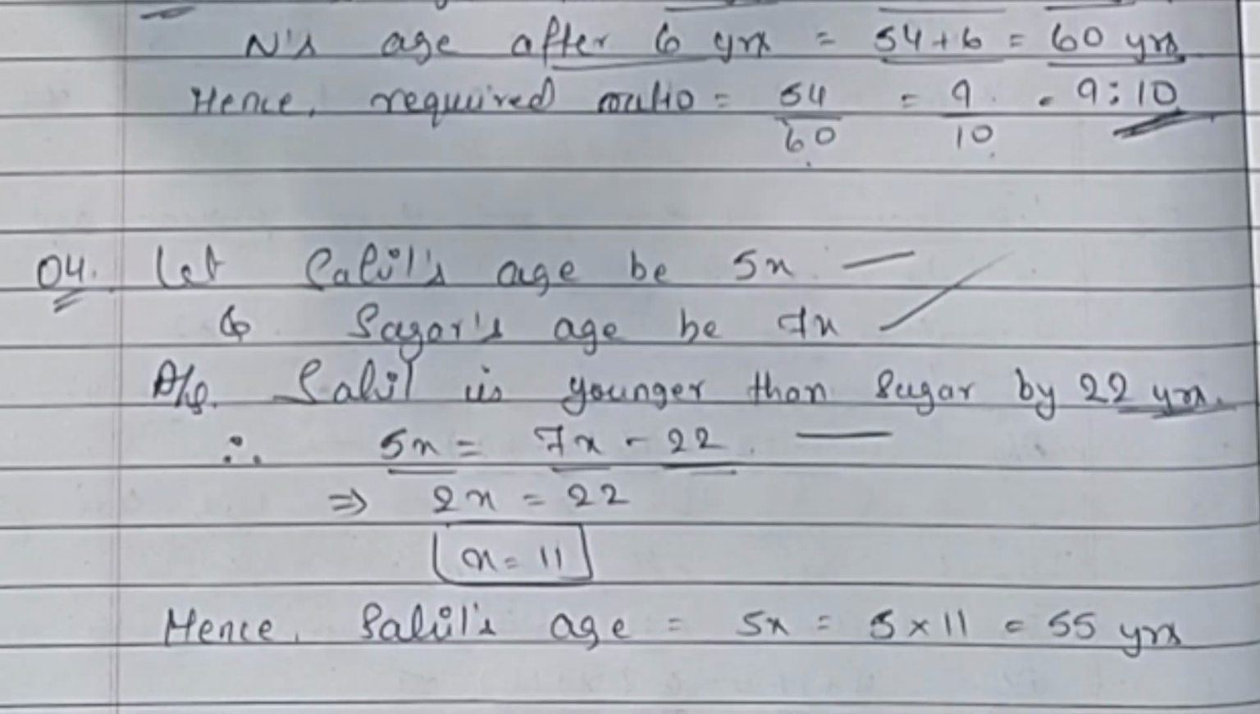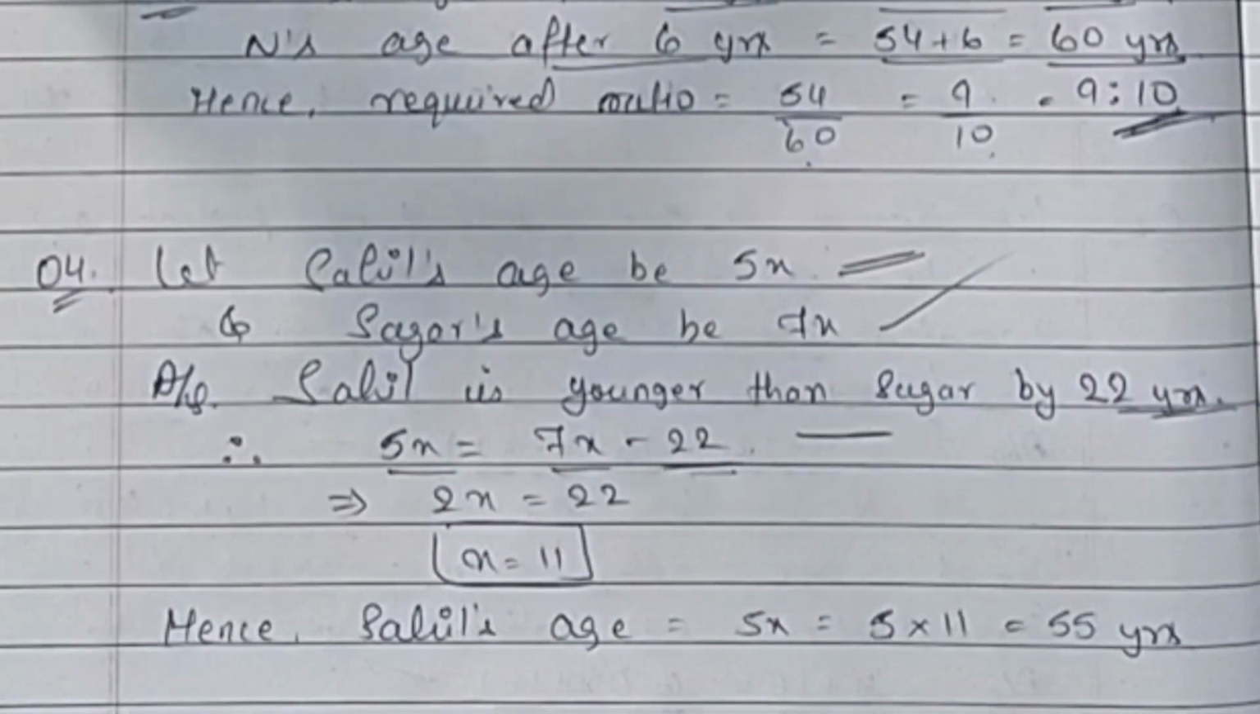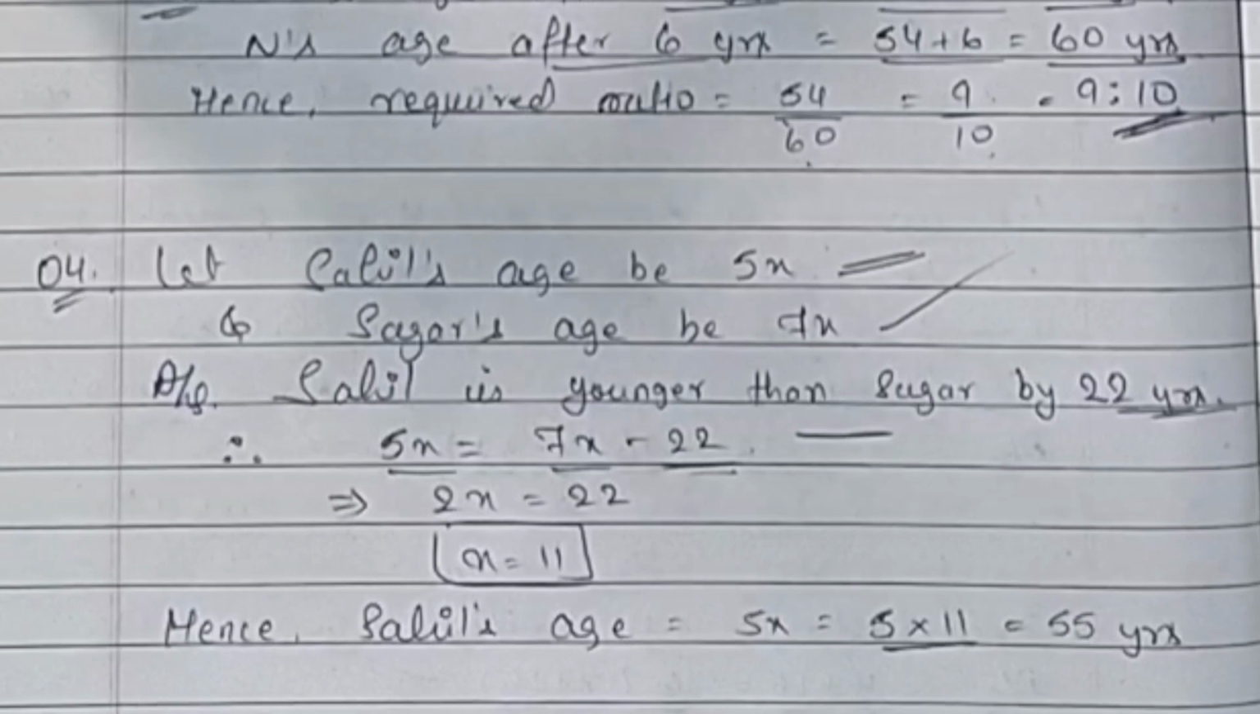As we have got the value of x, we can easily find the ages of Sahil and Sagar. According to the question, we have to find the age of Sahil only. We assumed the age of Sahil to be 5x, so we put the value of x here and easily find it. After putting the value of x, it becomes 5 multiplied by 11, and hence 55 years. Hence the age of Sahil is 55 years.